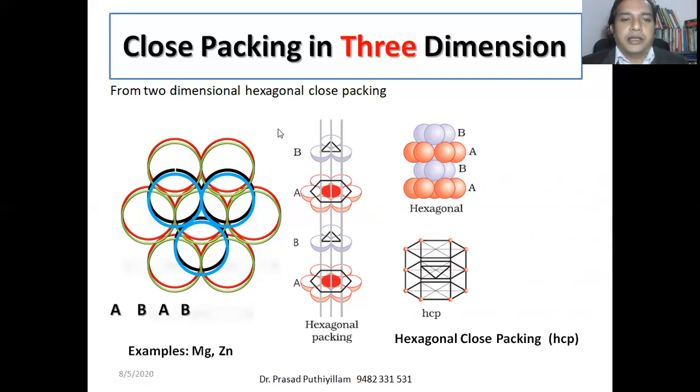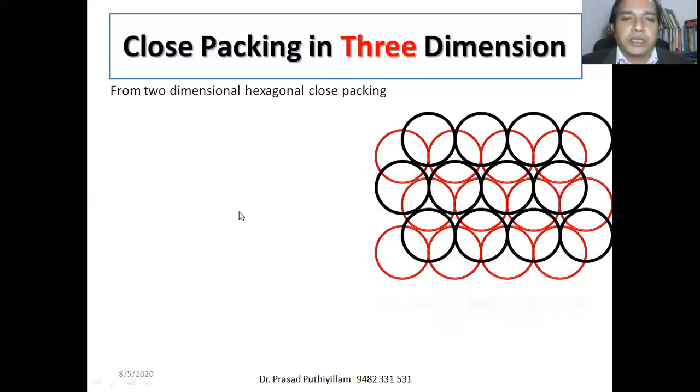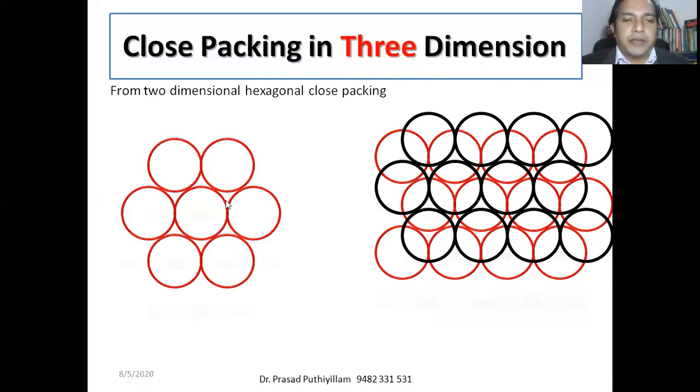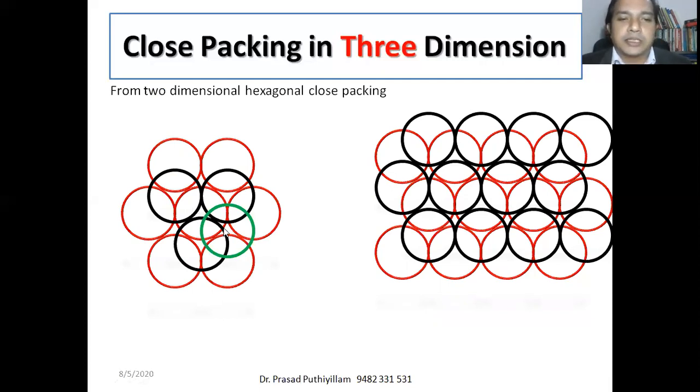Examples of atoms or molecules which form hexagonal close packing are magnesium and zinc. Now we'll go to the next type, in which first is the A type arrangement of atoms; I consider 7 spheres. Then this is the same B type arrangement. Okay, A type and B type. Now the third set of atoms is not A type and not B type. Let us consider it as a C type.